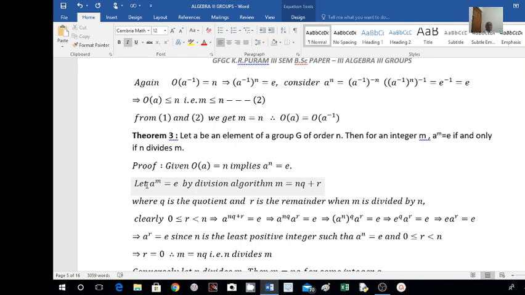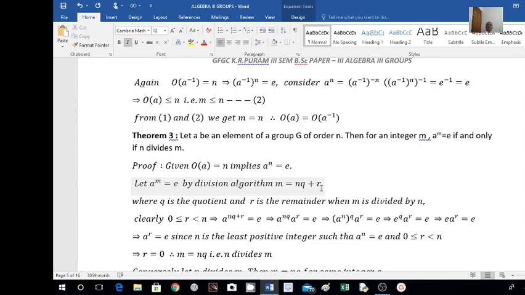Now, I will consider this first here. Let A power of M equal to E. Then I will try to show that N divides M. Then, by division algorithm, I can write M equal to NQ plus R. The meaning of this is, if I divide M by N, then I will get the quotient equal to Q and the remainder equal to R. So here, N is the divisor, R is the remainder, Q is the quotient.